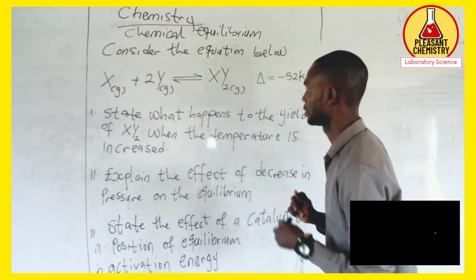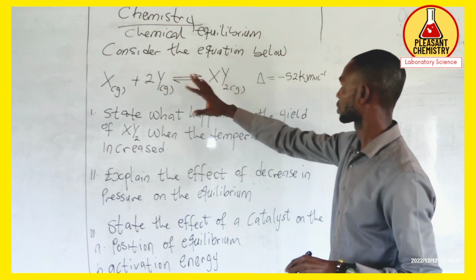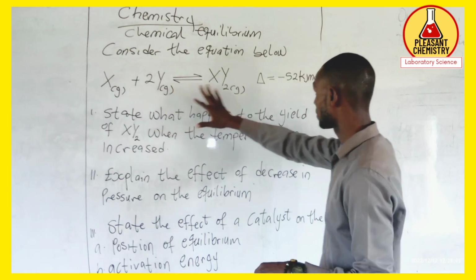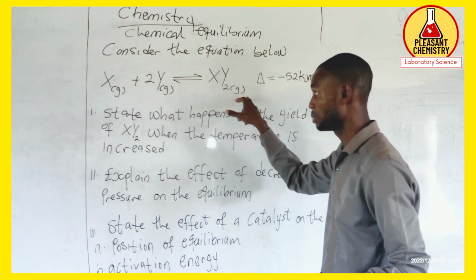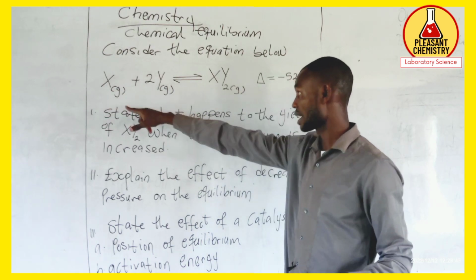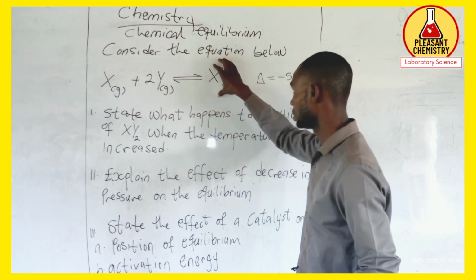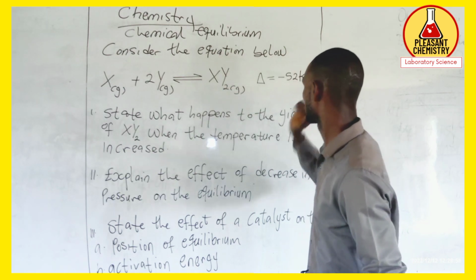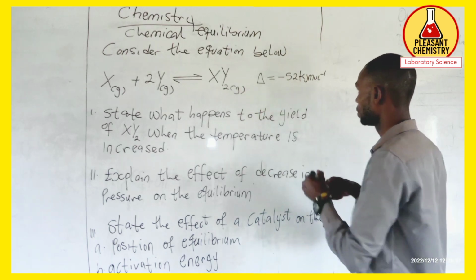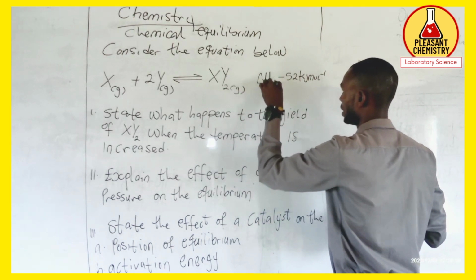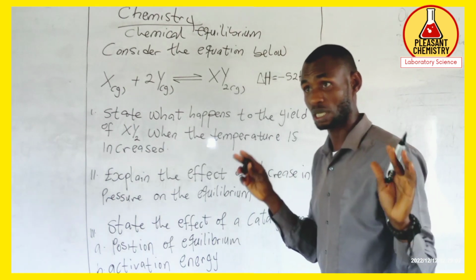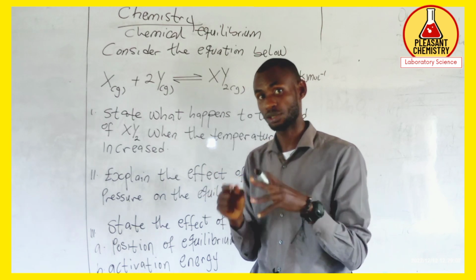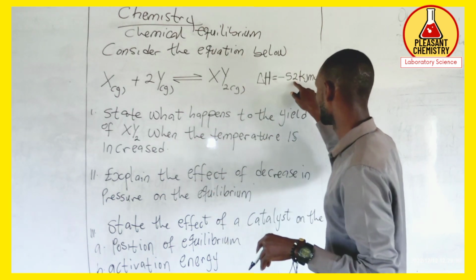Now let's consider this equation. The question says consider the equation below, and everything is in gaseous system. This G means that X is a gas, Y is a gas, and then the product formed is also a gas. Okay, then we have the delta H. The delta H here means change in heat. And when we talk about change in heat, we mean when you subtract the final from the initial. So it's going to give you this minus 52.